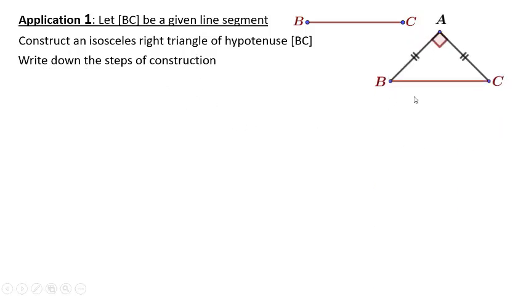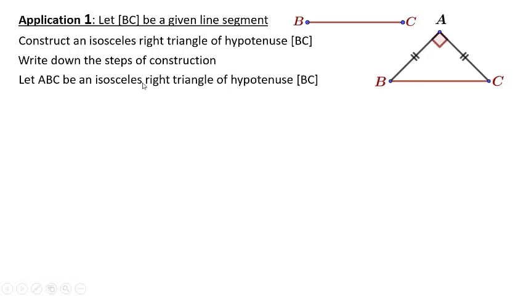Before we begin the steps of construction, it is necessary to imagine in your mind a case in which a triangle ABC is right isosceles. Let's start. Let ABC be an isosceles right triangle of hypotenuse BC. This given gives us two essential conditions. AB equals AC, because ABC is an isosceles triangle. The measure of angle BAC equals 90 degrees, because ABC is right.